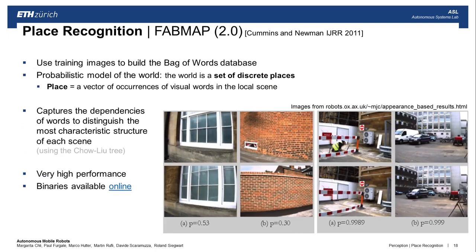Probably the best performing pipeline for place recognition is FabMap by Cummins and Newman. What they do is they use training images to build a bag of words database. And then they also use a probabilistic model of the world where they say that the world is a set of discrete places. Each place is essentially a vector that encodes the occurrences of visual words in the local scene. What you see here is some examples of this method in action.